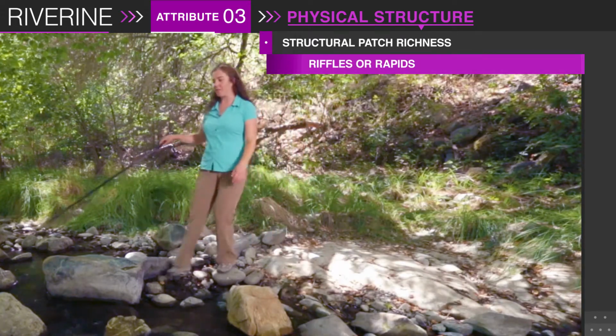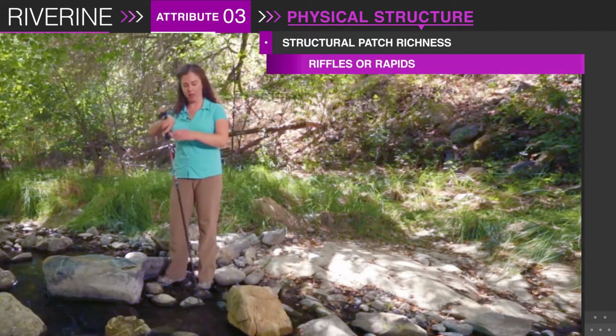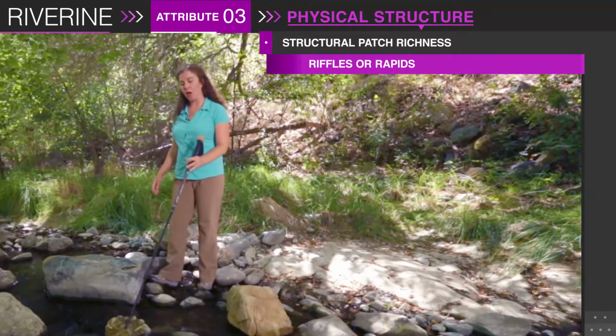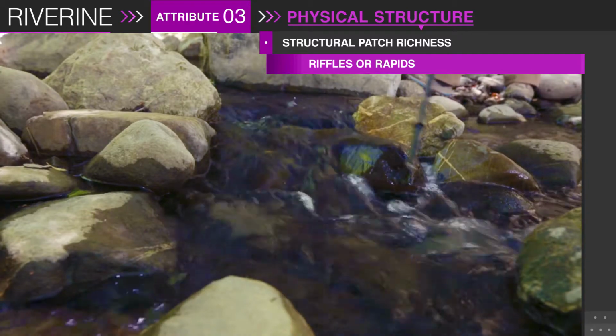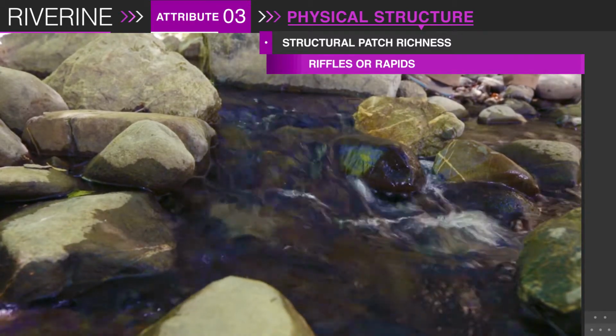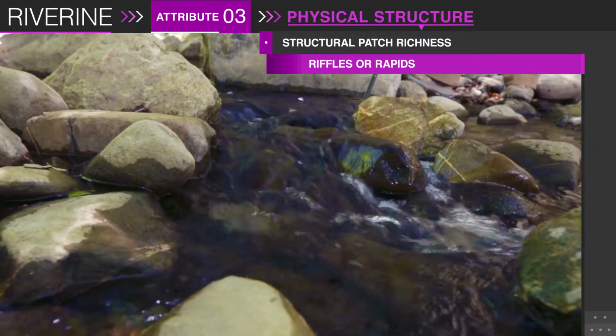Riffles are areas of relatively rapid flow in the stream. They form in high gradient reaches. They flow over cobbles and boulders, which adds oxygen to the stream. They are important habitat for fishes and aquatic invertebrates.